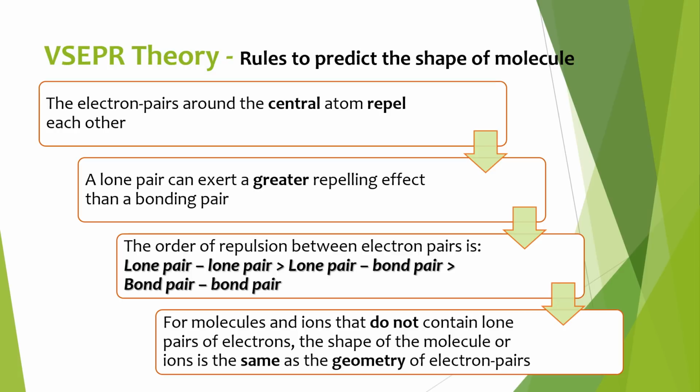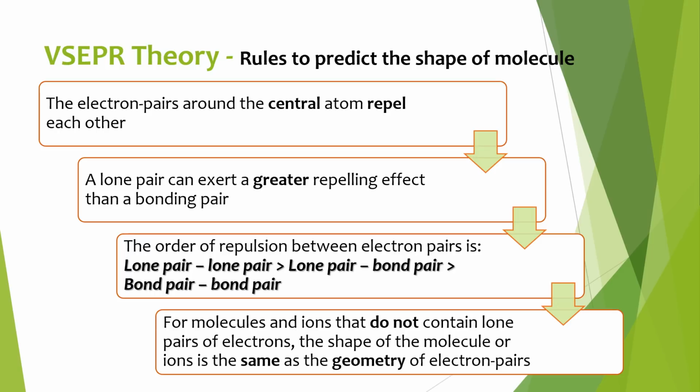The electron pairs around the central atom repel each other. The electron pairs here mean either a lone pair or a bond pair. A lone pair can exert a greater repelling effect than a bonding pair. The order of repulsion between electron pairs is: the repulsion between a lone pair and another lone pair is stronger than the repulsion between a lone pair and a bond pair. And the weakest repulsion is between a bond pair and another bond pair.